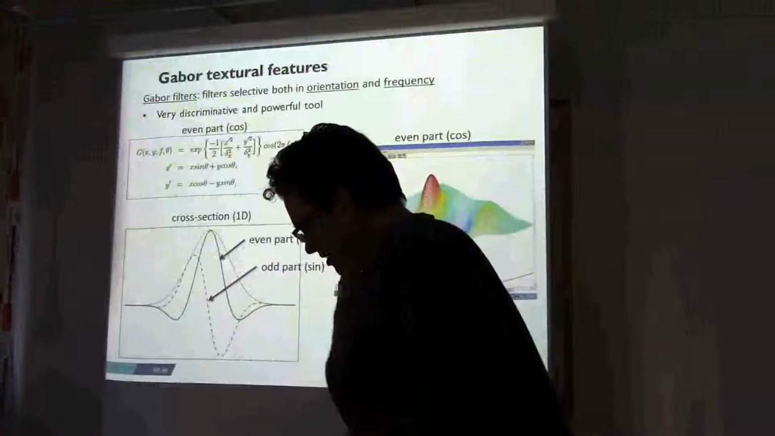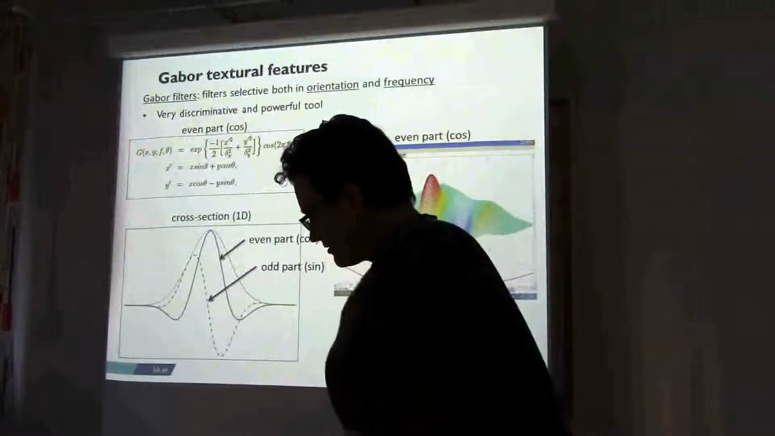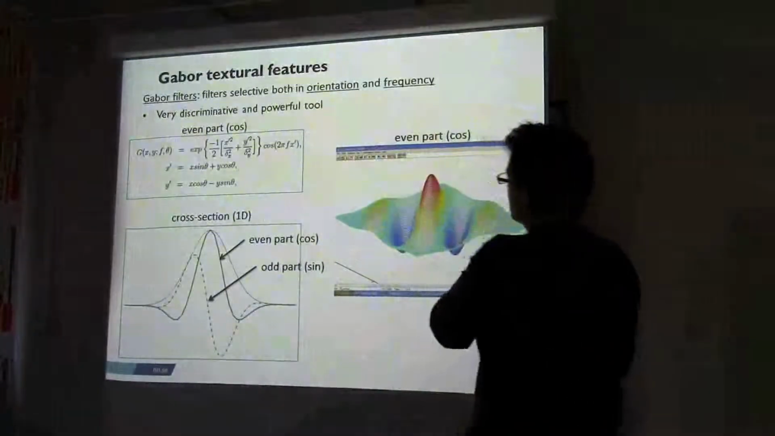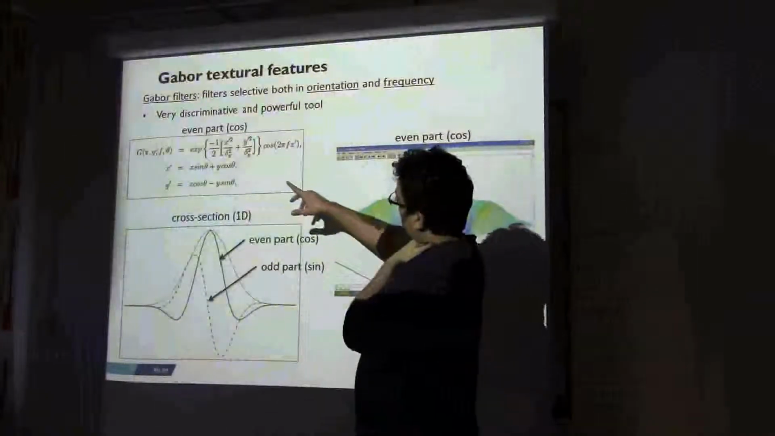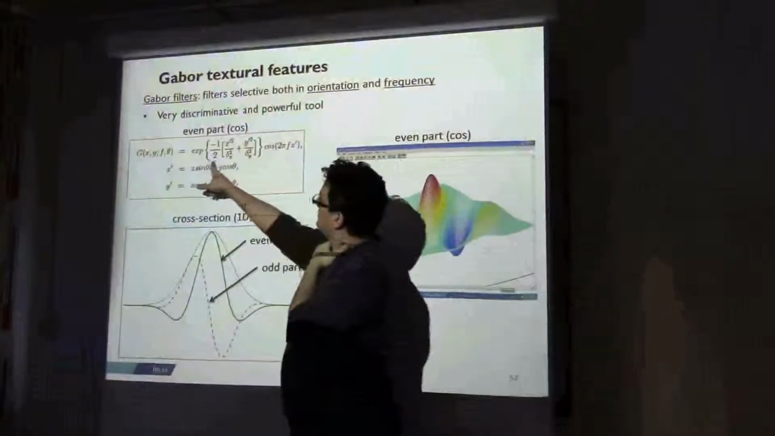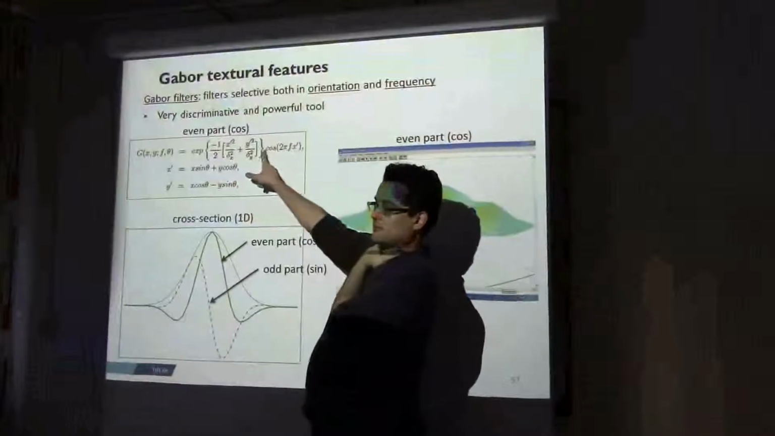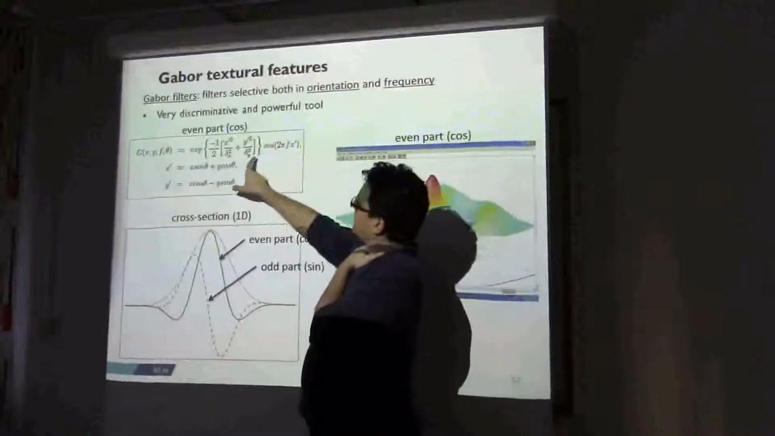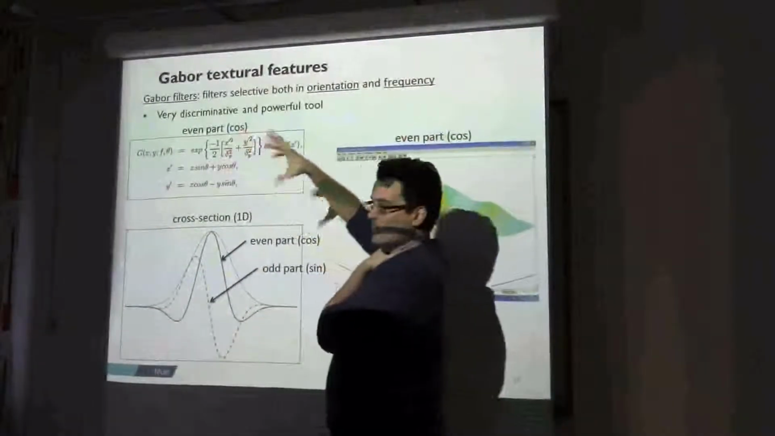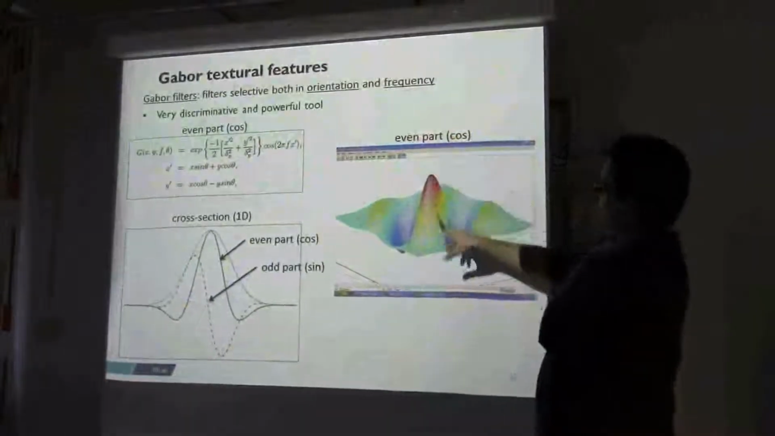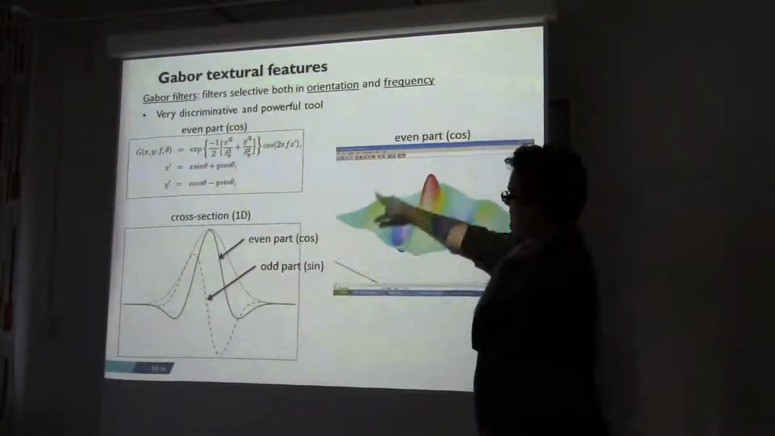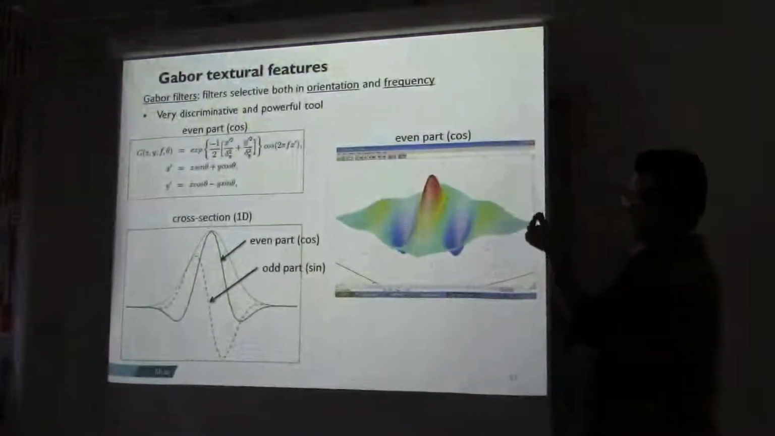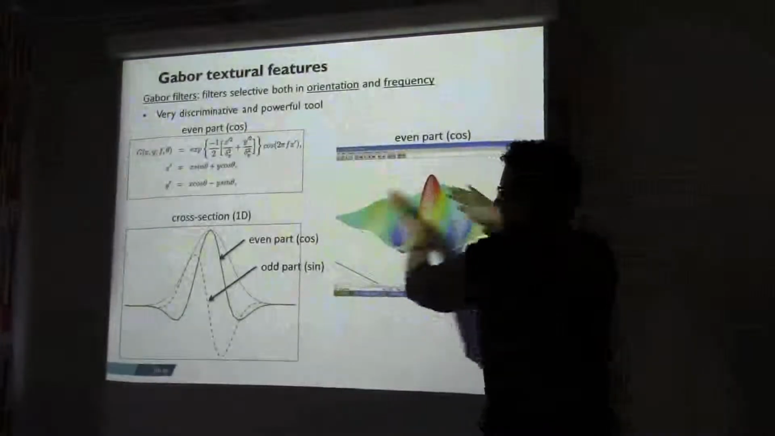The next kind of textural feature are Gabor filters. Have you heard about Gabor filters before? These are filters which are the multiplication of a Gaussian with a sinusoid. In the sinusoid you have the frequency, and in the Gaussian you have the scale. So the product looks like that. You have here the oscillation of the sinusoid at the frequency that you have defined, and the envelope of the Gaussian.